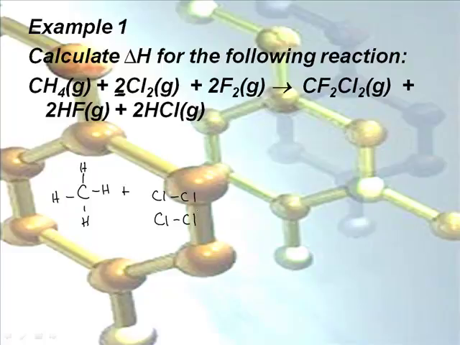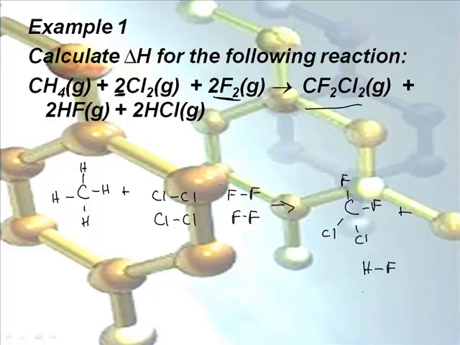Then I've got 2 fluorines, F, F. And it's going to make CF2Cl2. Carbon wants 4 bonds, and there are 2 Fs and 2 Cls, so it's going to look like this. Plus an HF, which is H and F. Everybody wants 1 bond in this case. And you want 2 of those, that's correct. And you want 2 HCls.